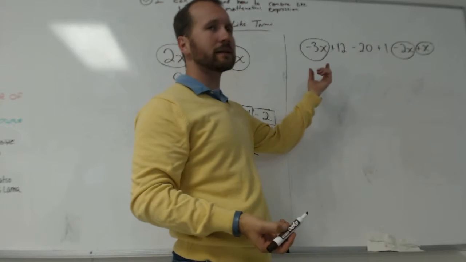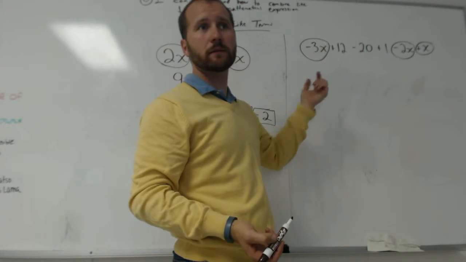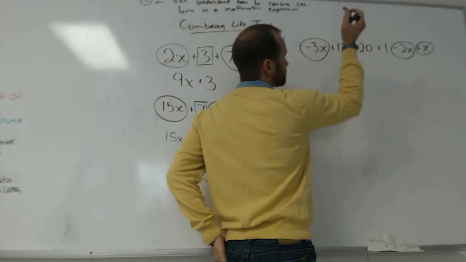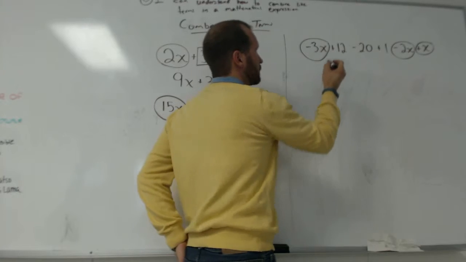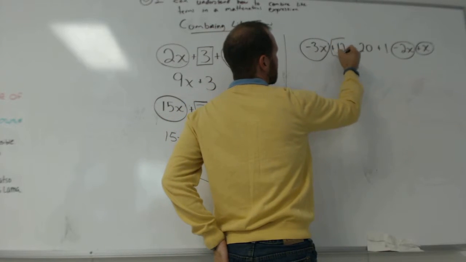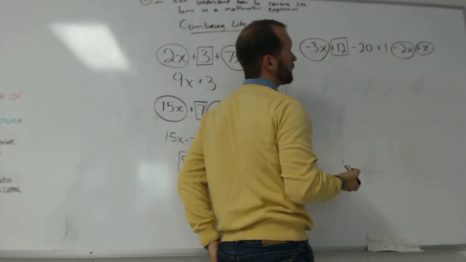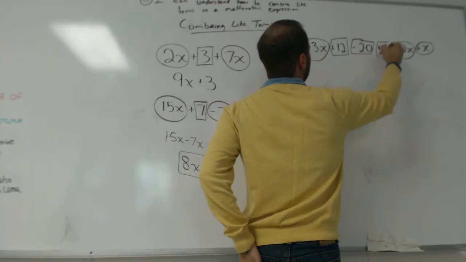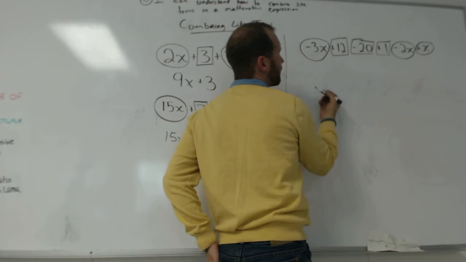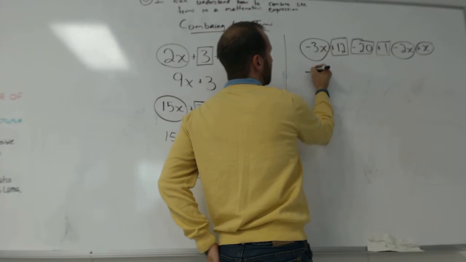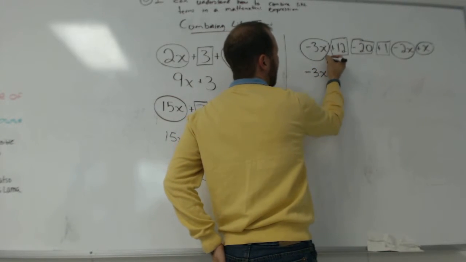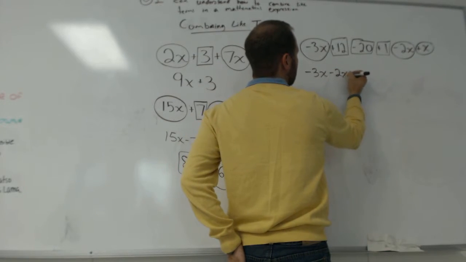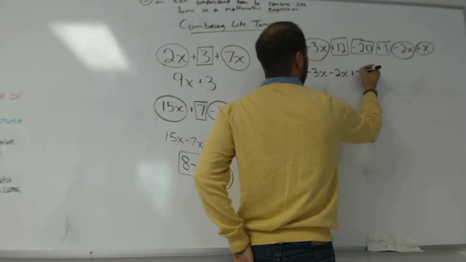Okay, let's put in boxes all the terms that don't have x's. So what's my first term with no x? 12. I'm going to include the plus sign instead. Plus 12, what's another one? Minus 20. Minus 20, what's another one? Plus 1. Okay. I'm going to rewrite these. So I have minus 3x, and then I'm going to look for the next circle. So over here, minus 2x, and then the last circle, plus x.